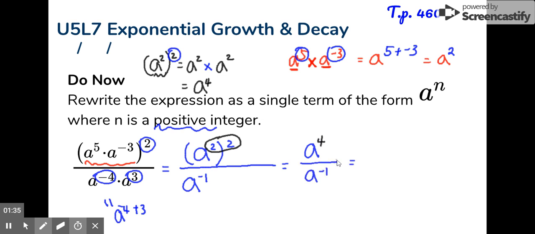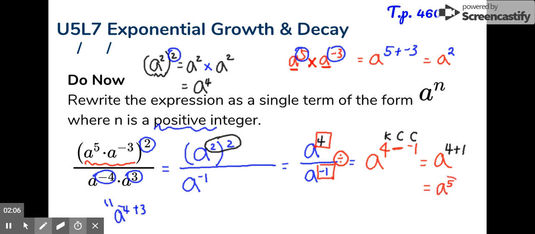So now we're dividing. When you divide powers with the same base, that means you are subtracting these two numbers. So let's subtract 4 minus negative 1. So it's going to be a to the what power? You need to keep, change, change. So it's keep, change, 4 plus 1. So the answer is a to the fifth power.